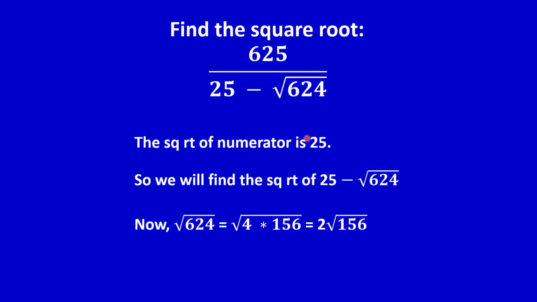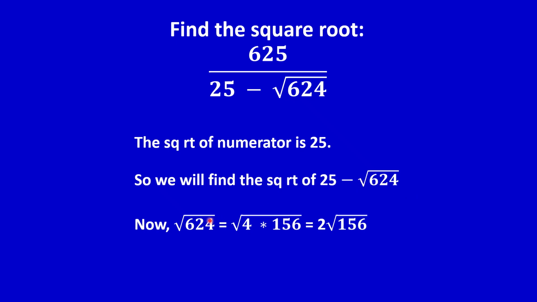The square root of the numerator, that is square root of 625, is 25. 25 into 25 is 625, so the square root of the numerator is 25. So we are required to find the square root of the denominator. 25 minus root 624, the square root of this number we'll find out, which is irrational, because root of 624 will be irrational. So we have to find the square root of this.